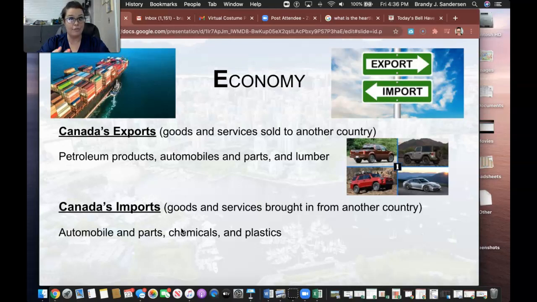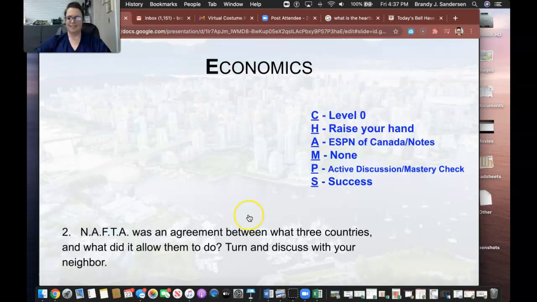What do you buy from other countries? Automobiles, parts, chemicals, and plastics. Have you ever bought anything like that? Ask your parents. Maybe they bought an automobile that came from Canada.